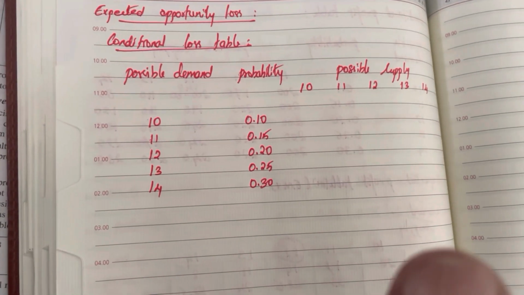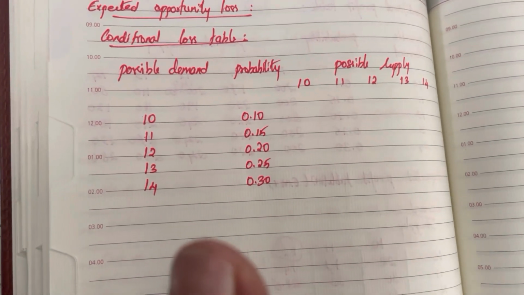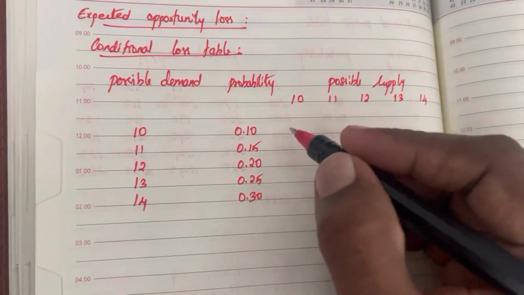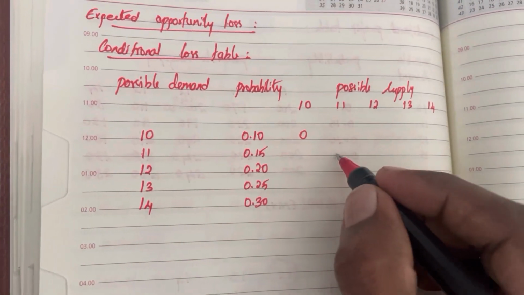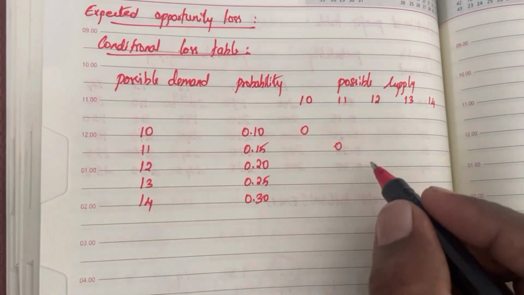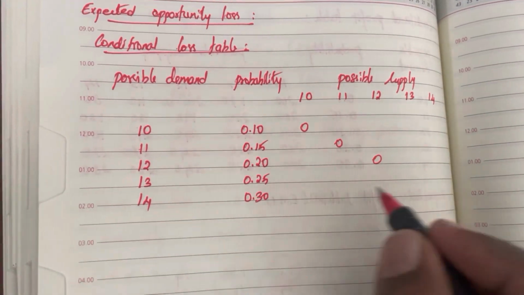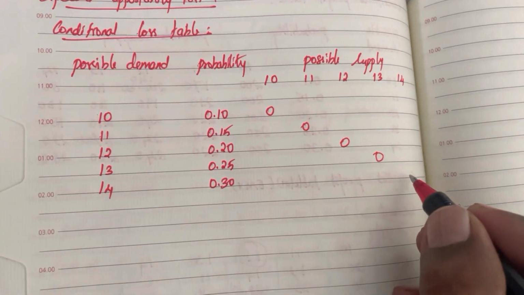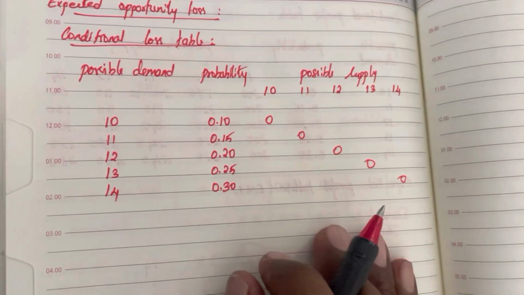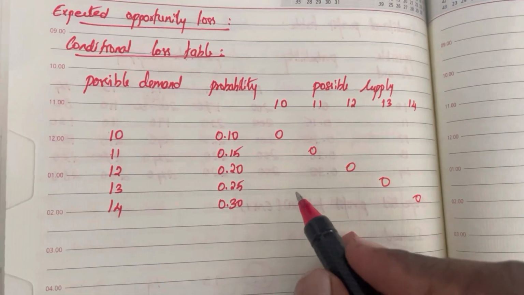So here 50 paise is the selling price and cost price is 30, so the difference is 20 paise, so 20 paise is the opportunity loss. Okay, so for 10 and 10 there is no opportunity loss, for 11 and 11 there is no opportunity loss, 12 and 12 no opportunity loss, 13 and 13 no opportunity loss, and 14 and 14 also no opportunity loss. When the demand and supply are equal, there is no opportunity loss.